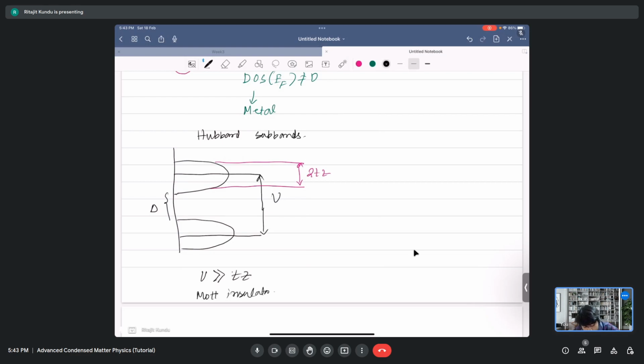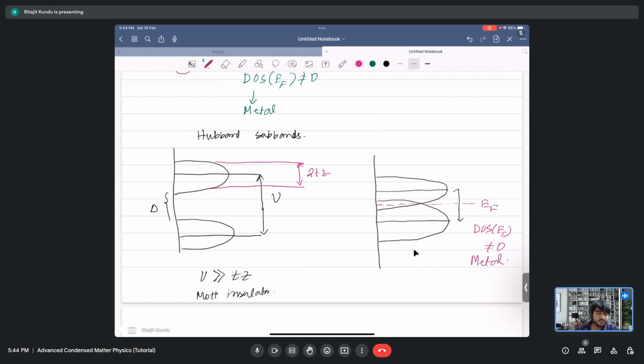On the other hand, I can also have a case something like this. Let's say this, and these are my initial Dirac deltas, and after adding the dispersion each has a bandwidth. Now if you look at the Fermi energy, which is let's say somewhere here, you see that the density of states is not zero. So then this is actually a metal. A metal which is coming from a small interaction.